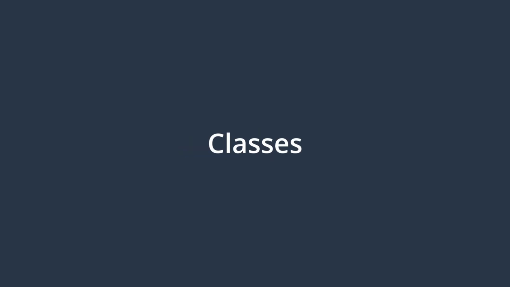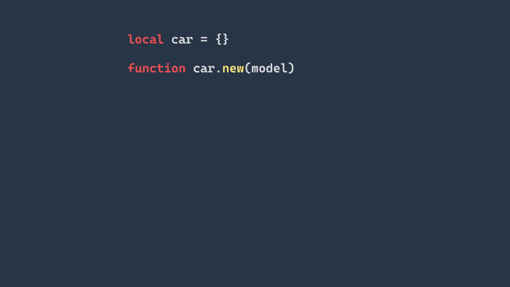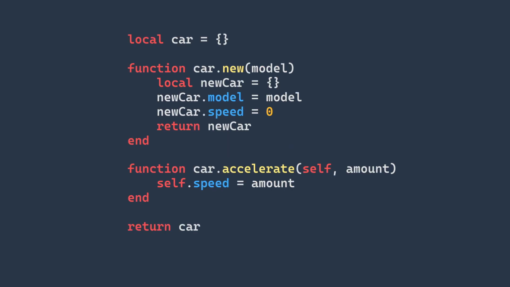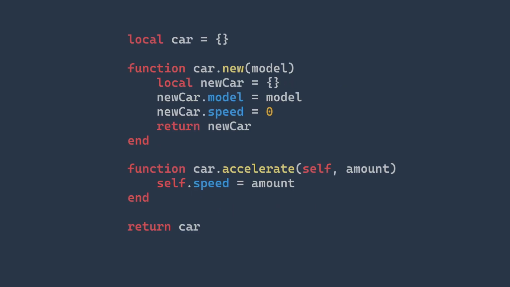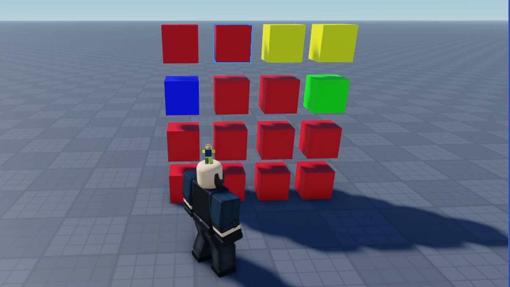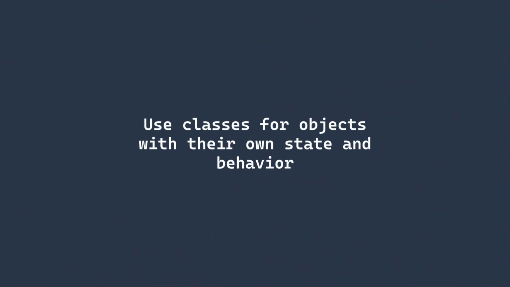Next, we have class modules. A class module defines the behavior of a specific kind of object. Use these when you want to create multiple instances of something with the same structure and behavior. For example, a car, a weapon, an NPC, a projectile, a quest, or a button prompt. Those would all be class modules. A class usually has a constructor, the .new function to build one, its own state, and its own functions. Take our RGB part, for instance. This is a class. So use classes for objects with their own state and behavior.